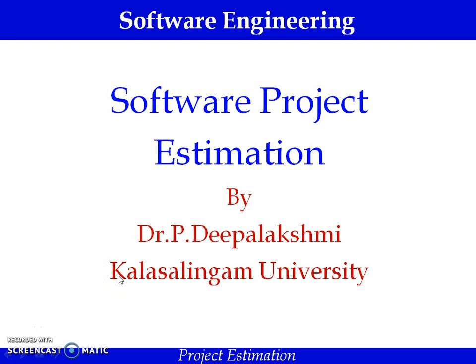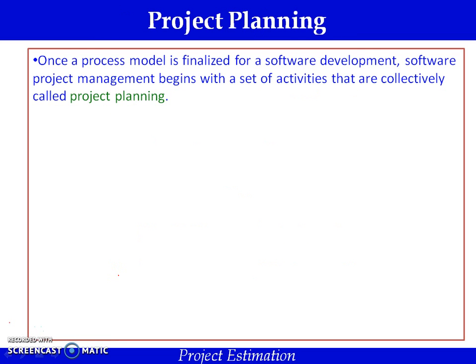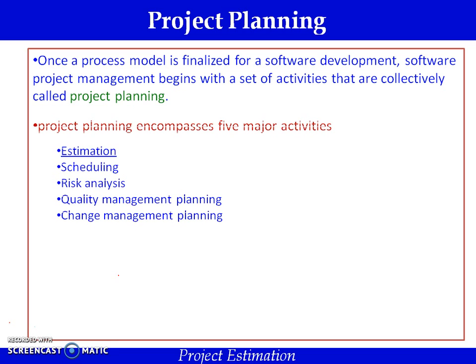Hello students, in this video I am going to inform you about the software project estimation. Once a process model is finalized for a software development, the software project management begins with a set of activities which are collectively called project planning. The project planning consists of 5 major activities.